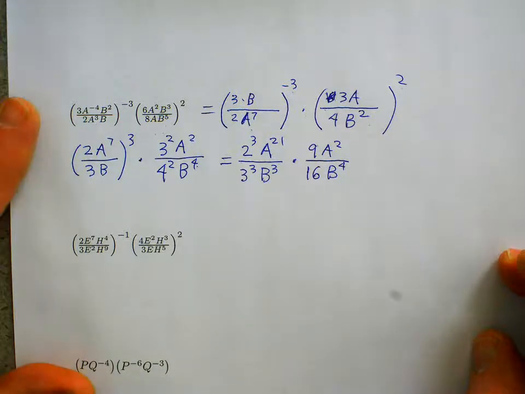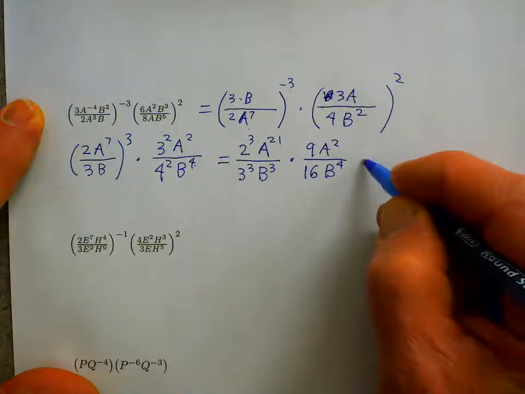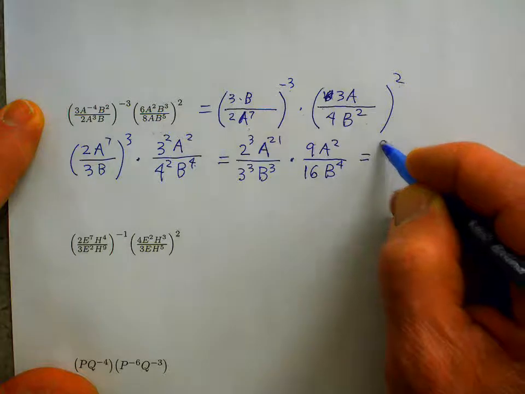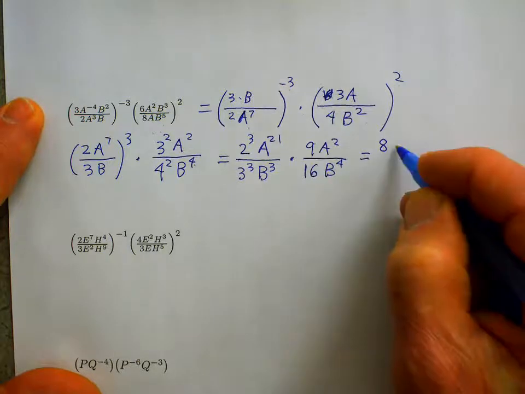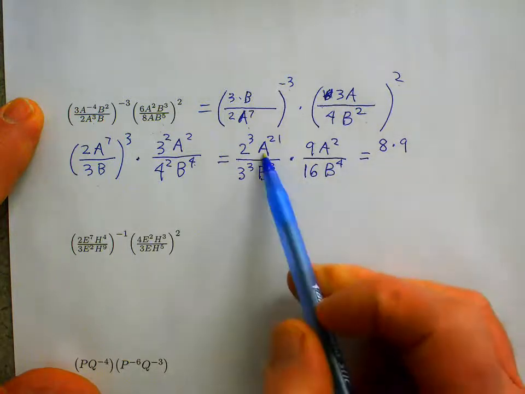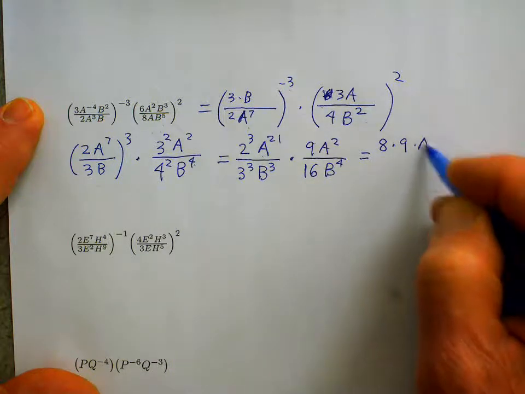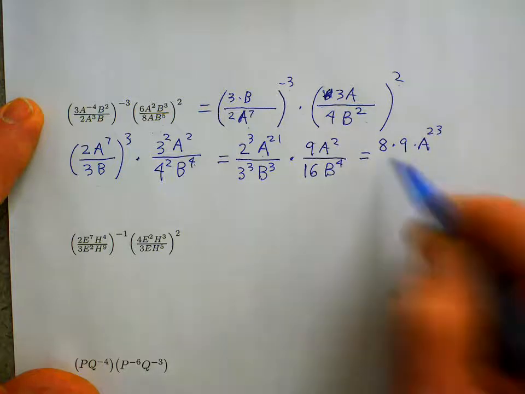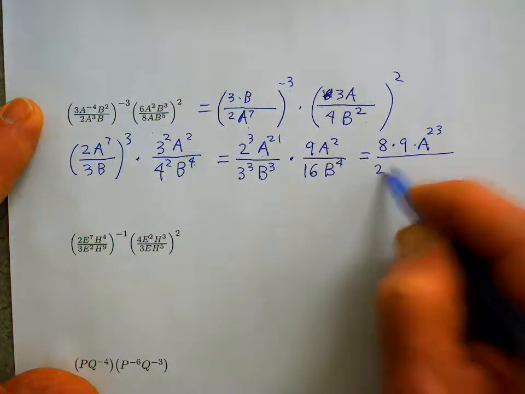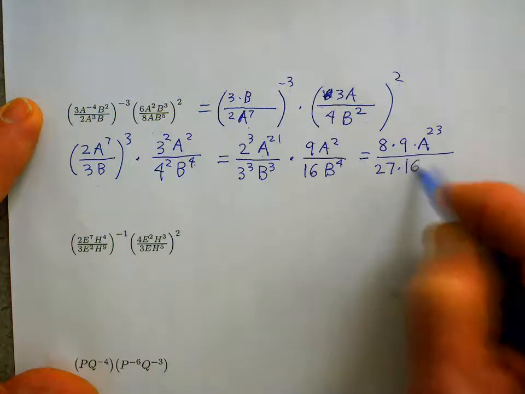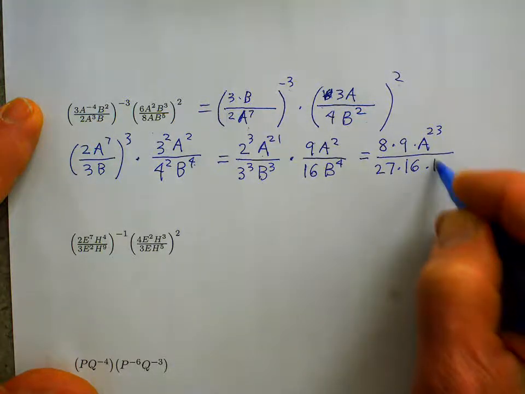So we're almost done with this one. 2 to the 3rd is 8. I'll move the numerical factor 9 next to 8, so 8 times 9. And we can simplify a to the 21st times a to the 2nd to get a to the 23rd. And in the denominator, 3 to the 3rd is 27 times 16. And then we simplify b to the 3rd times b to the 4th to get b to the 7th.